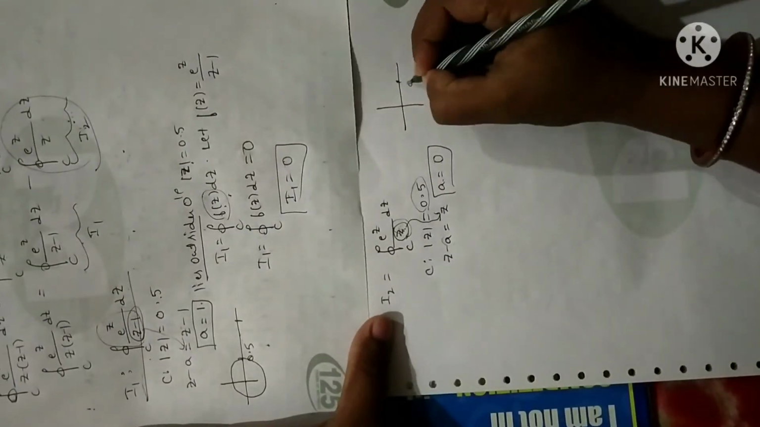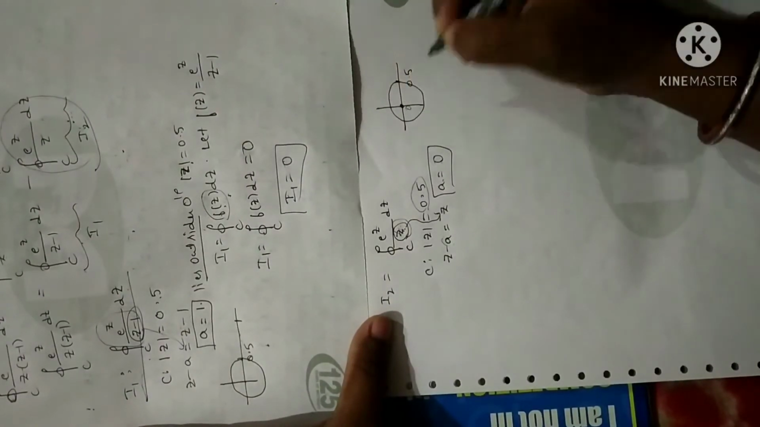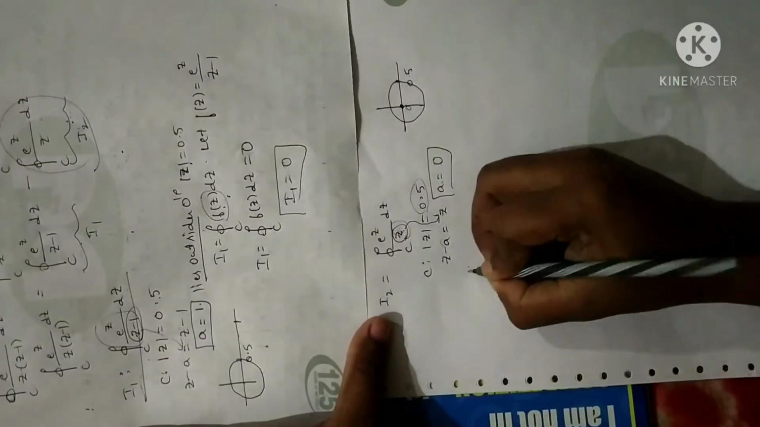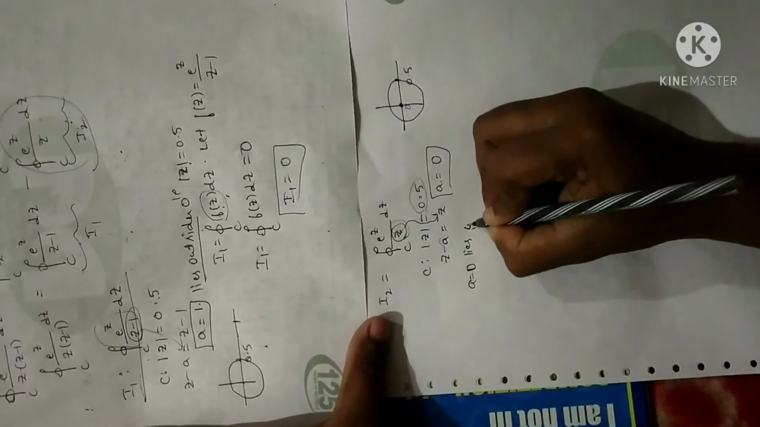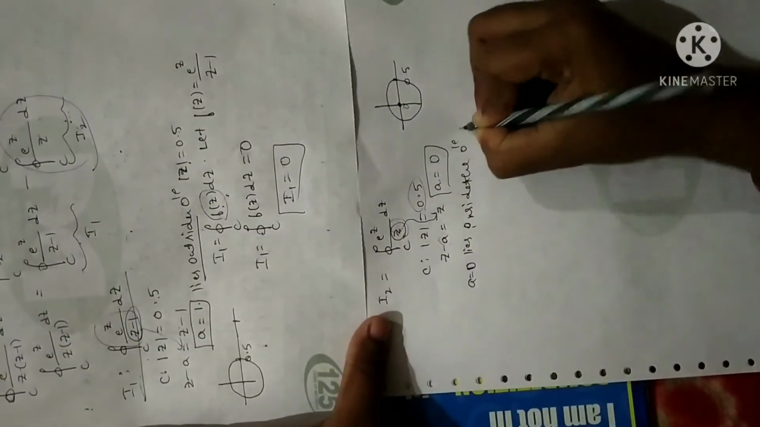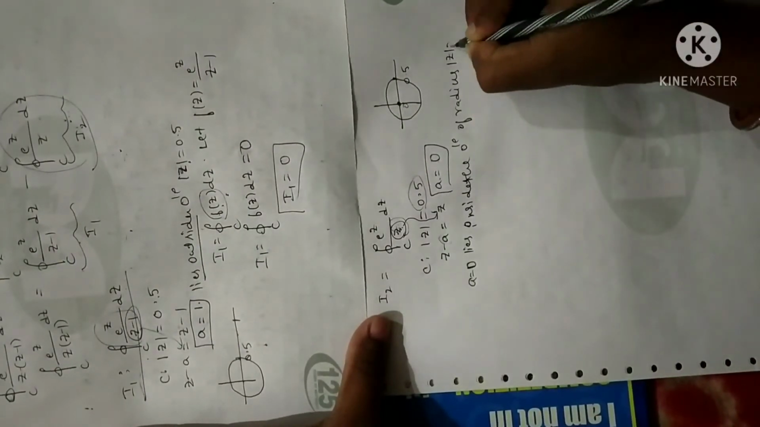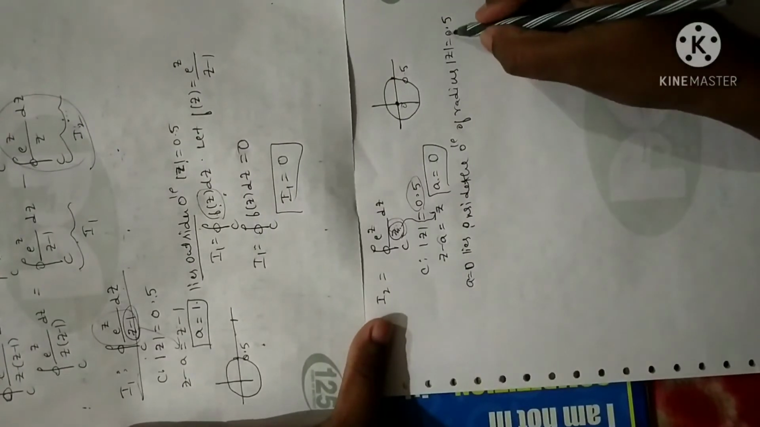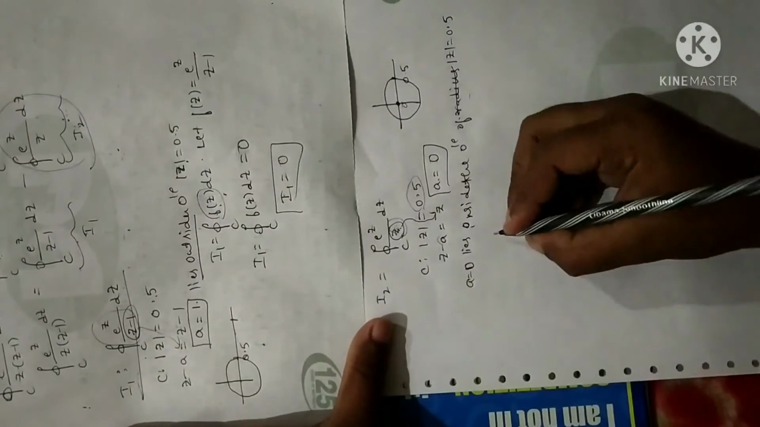So the circle is of radius 0.5. So the circle covers something like this. So a will be somewhere here, 0, right? So let me write here, a is equal to 0 lies inside the circle of radius mod z is equal to 0.5. Radius 0.5 I can write. Inside the circle mod z is equal to 0.5. If you want, you can write inside the circle of radius 0.5, one and the same.